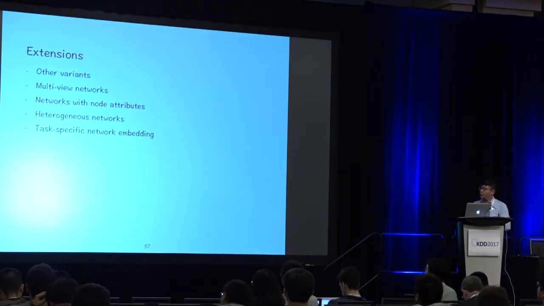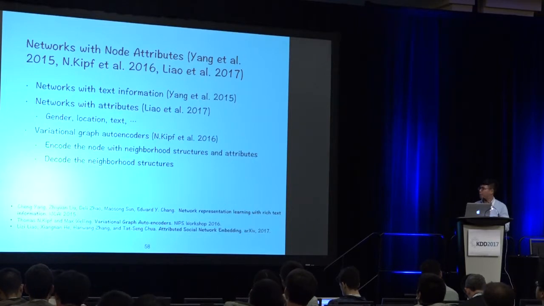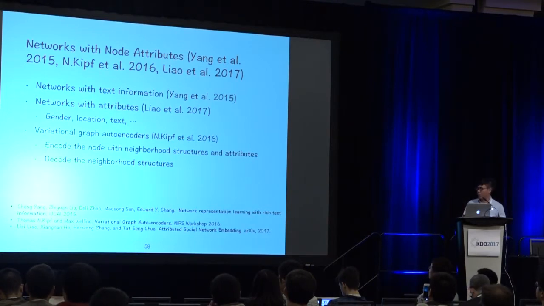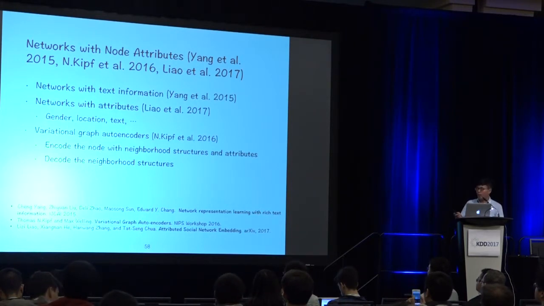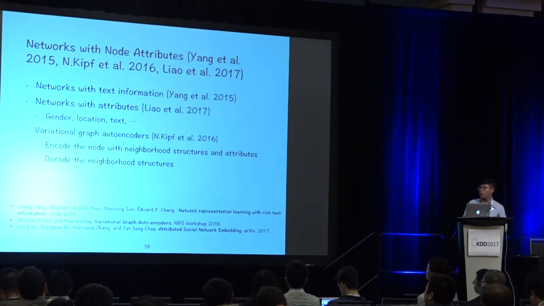There is also a lot of work trying to learn node representations with node attributes. For example, there are approaches trying to learn node representations with text information, and also gender and location. And Kipf actually proposed a very general model for learning node representations based on variational autoencoders. The essential idea is that the model tries to encode the node by using the neighborhood structure information and also the attribute information, and then it tries to decode the neighborhood structure. So basically we have an encoder and a decoder. The input of the encoder is the neighborhood structures and the attributes of the nodes, and the decoder just tries to decode the neighborhood structure of every node. The whole model is trained by using backpropagation.